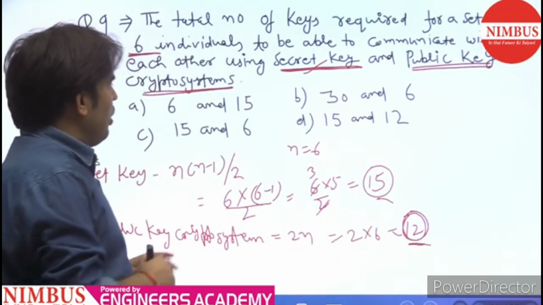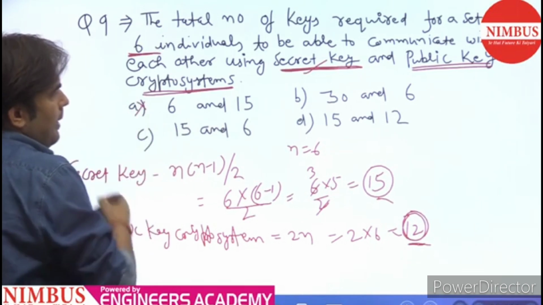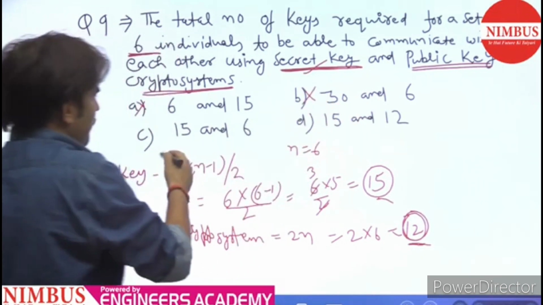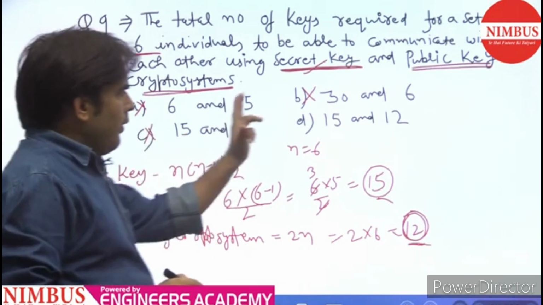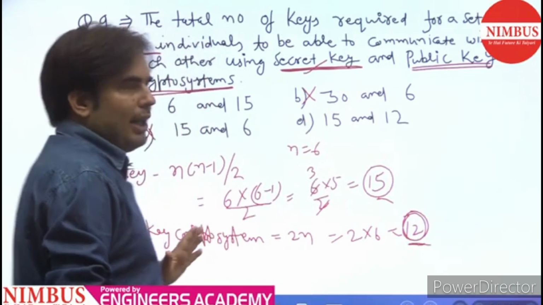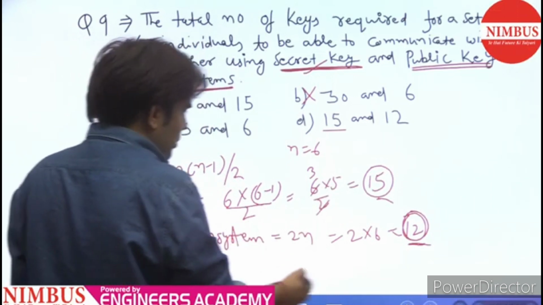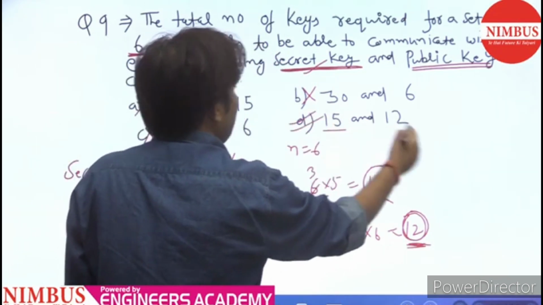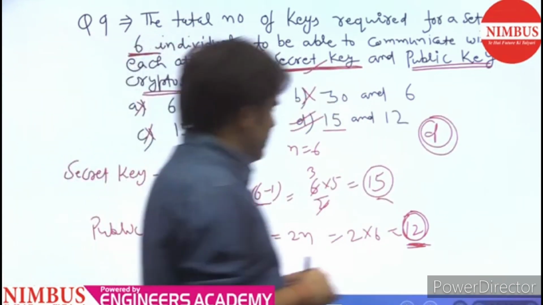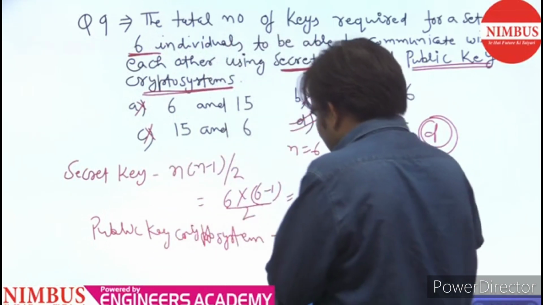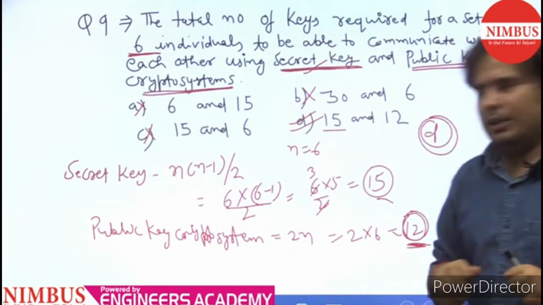And when they want to communicate by using the public key crypto system, they require 12. Understand you all? So let's check the options. 6 and 15, no. 30 and 60, no. 15 and 6, no. 15 and 12, yes. So for the secret key we need 15, and for the public key crypto system we need 12. Yes, option D is correct here clearly. This is also a good question. So you need to remember these formulas also. They can directly ask you these formulas, and they will ask you a question like this.